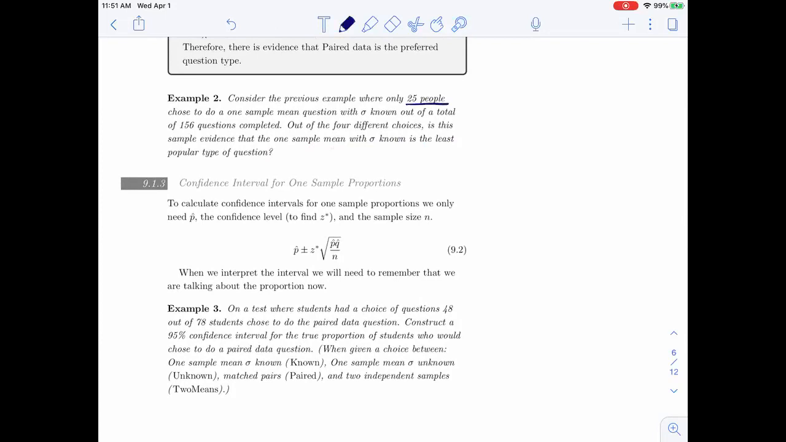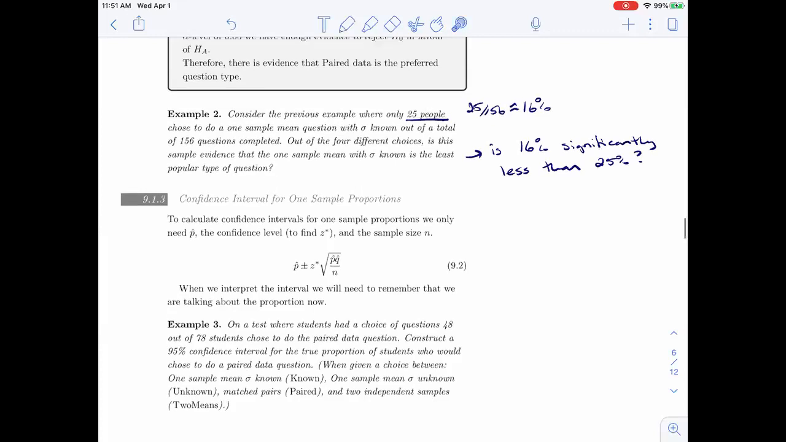And so here, 25 over 156 is roughly 16%, right? What we're asking here is: is 16% significantly less than 25%? Same question, just with a different proportion, and now we want to know if it's less than 25%.